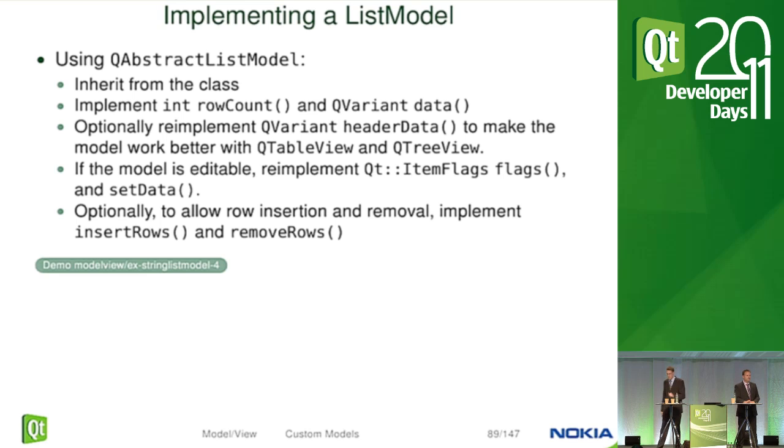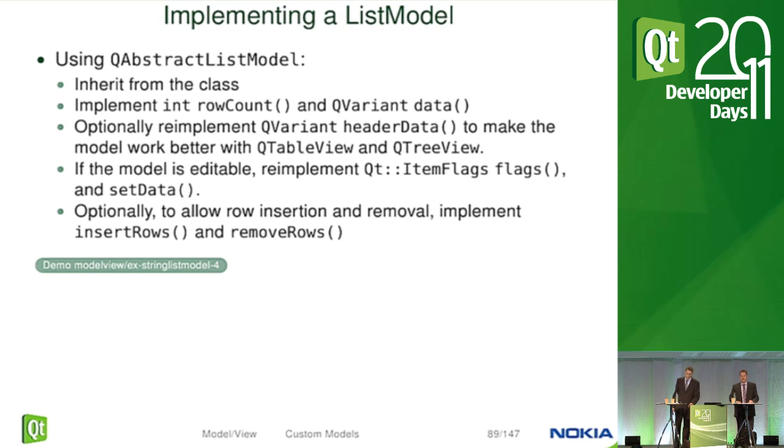Just for the fun of it here, those that already know ModelView pretty well, don't answer. Give me your best shot, those that this is completely new to. What are the parameters to row count? It takes one parameter, not zero, one parameter. Come again? A Q model index. That is a weird thing.